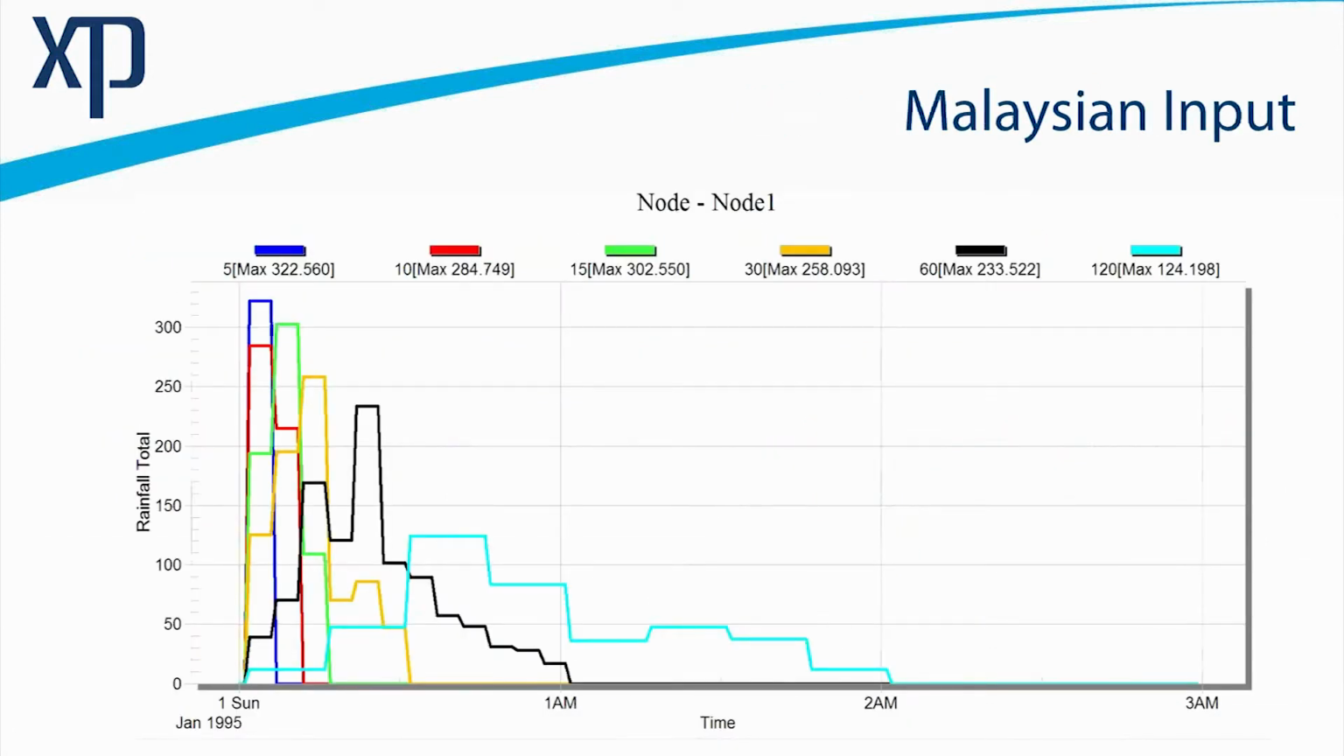So I've just taken a snapshot of the Malaysian temporal patterns, and so this shows a range of the patterns from the 5 minutes through to the 120 minute. This does come from the MSMA2 guidelines. A bit hard to see with the overlap, but you'll get a perception. This is the temporal patterns multiplied by their respective IFD values to put them at a scale.